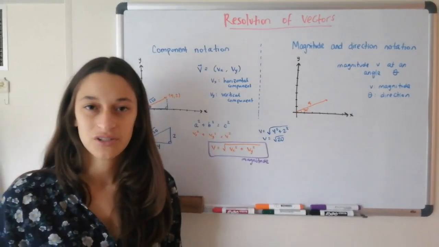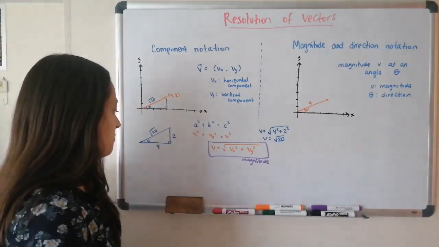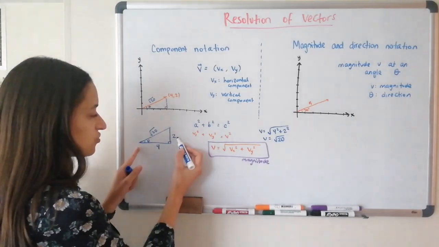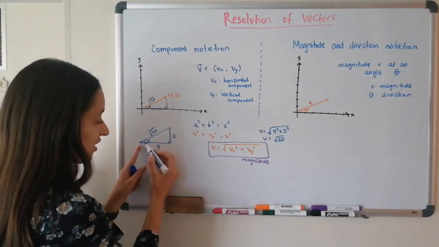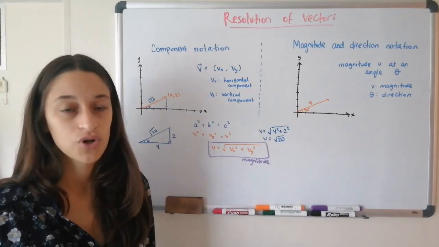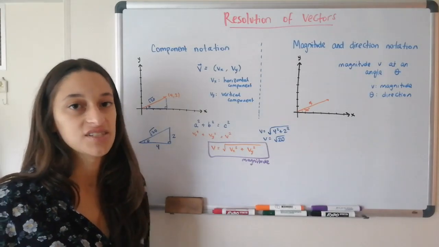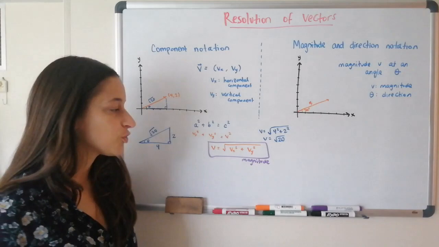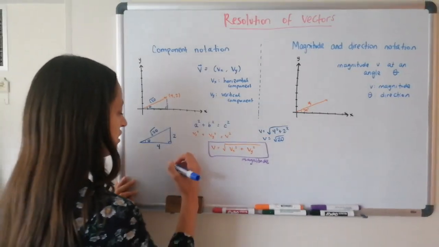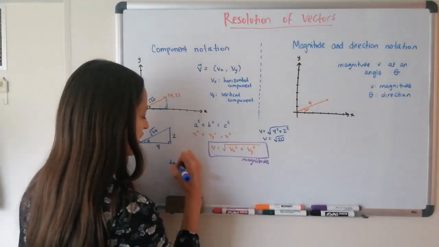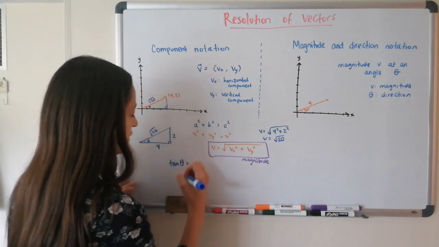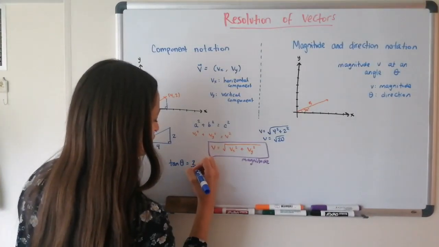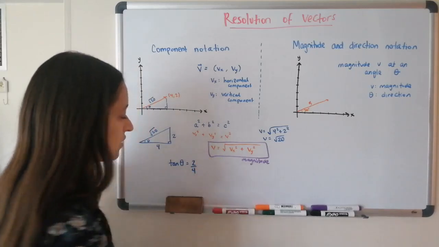Now, the direction is a little bit more confusing, but you have the tools to understand this. So we have here the opposite side to the angle and the adjacent side to the angle. When we have opposite and adjacent, we can use the trigonometric function tangent. So we can write the following equation. The tangent of the angle theta that we're trying to find is going to be equal to opposite, which is 2, over adjacent, which is 4, right?